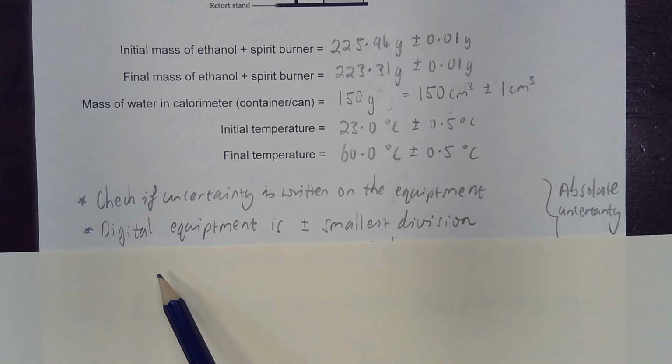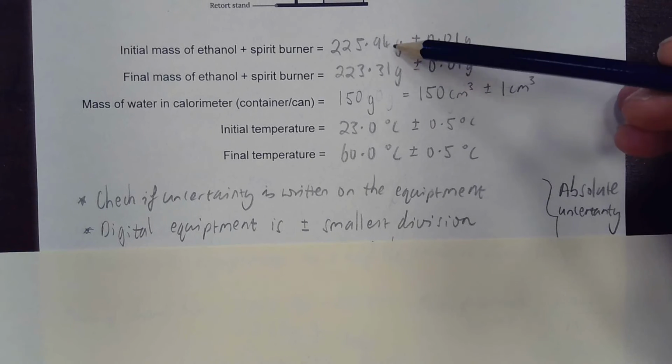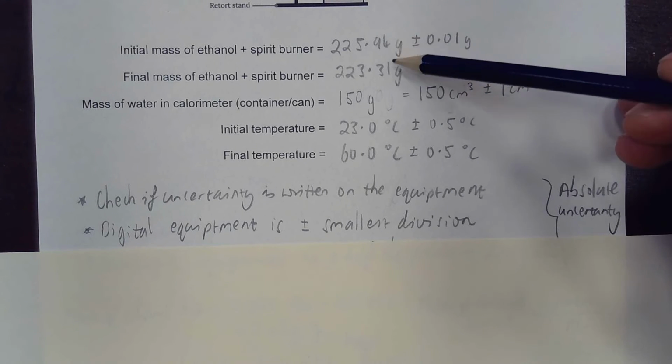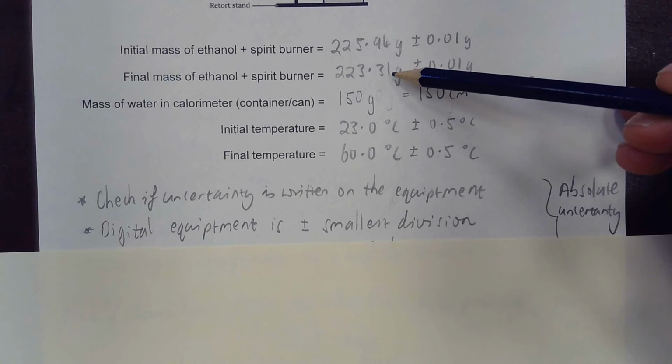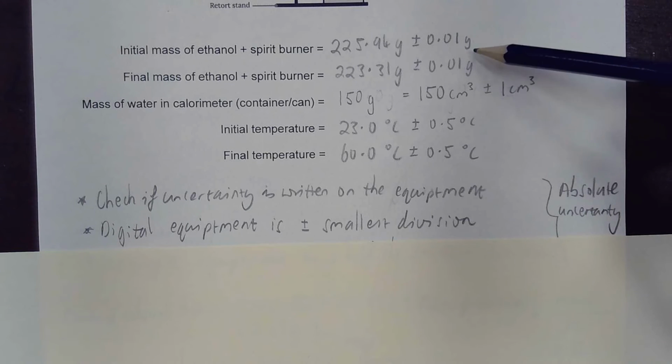If the value is not given, the general rule is that digital equipment is plus or minus the smallest division. So in this example, the mass was measured using a digital balance, and the smallest division was 0.01 grams. And this is the uncertainty that I have used for those values.